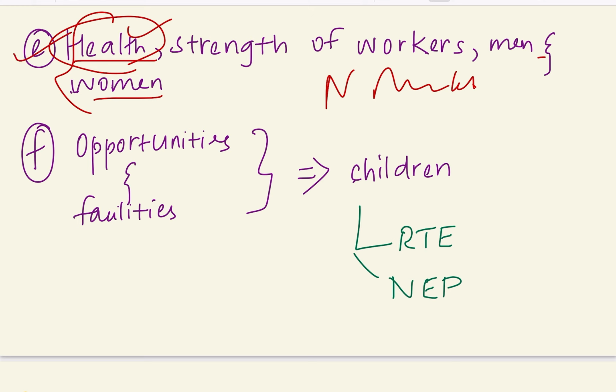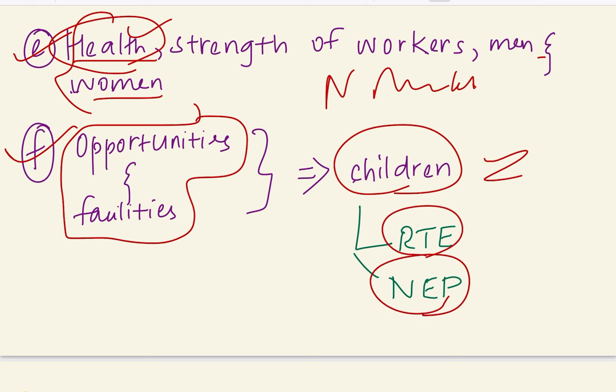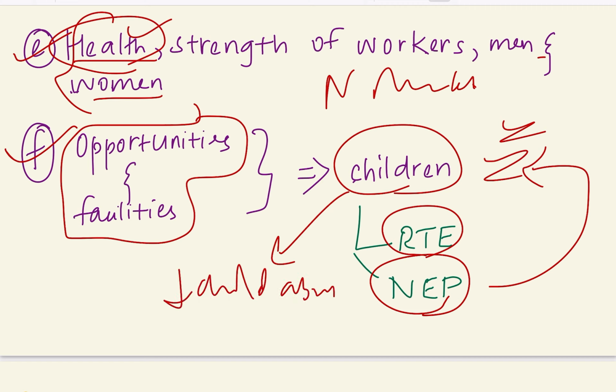Next we have Article 39F. Article 39F provides for the opportunities and facilities for children. For this reason, if you see the right to education and the national education policies, all these schemes were drafted because the directive principles of state policy is asking the state to formulate such policies. And also for children, to reduce child abuse, there are certain schemes and laws that are made by the state. All these have been made because the directive principles of state policy is directing the government to come up with such policies or laws.